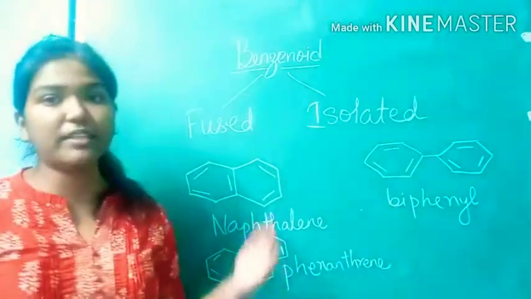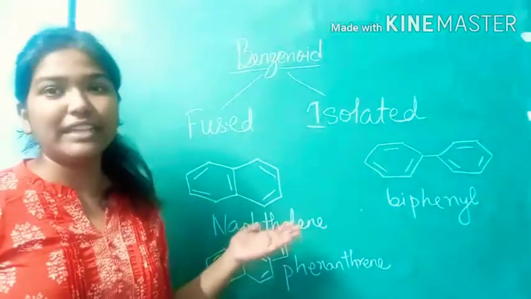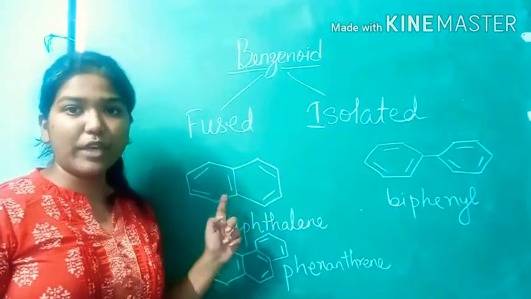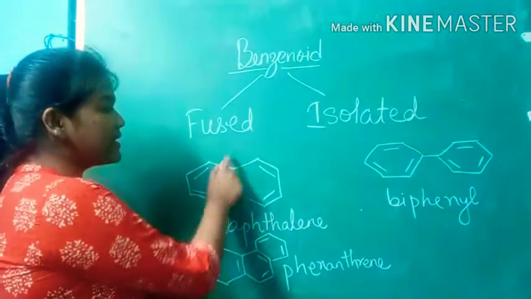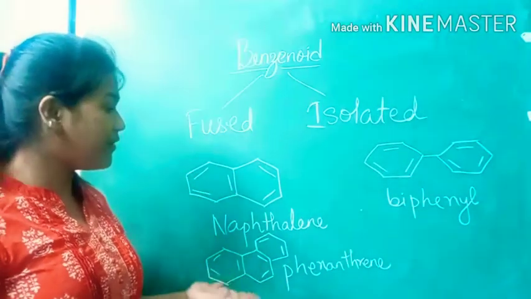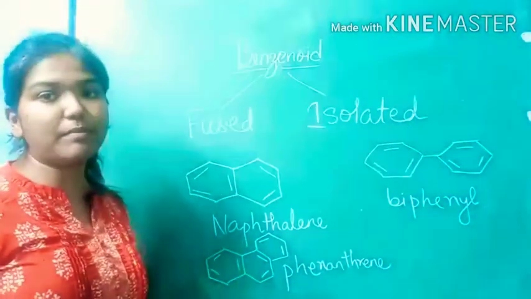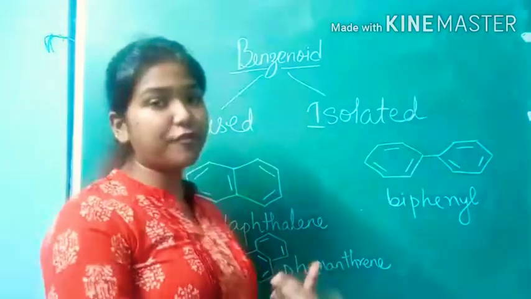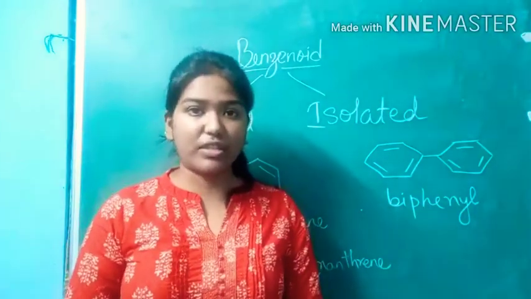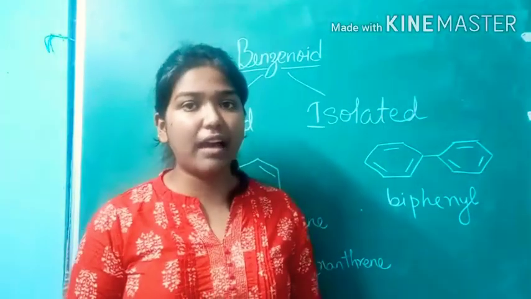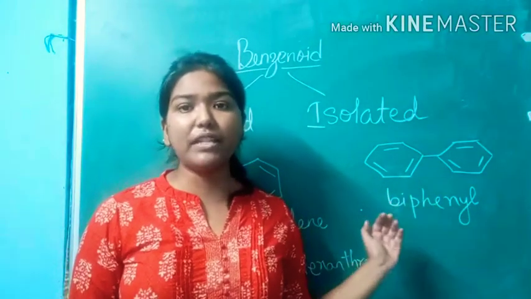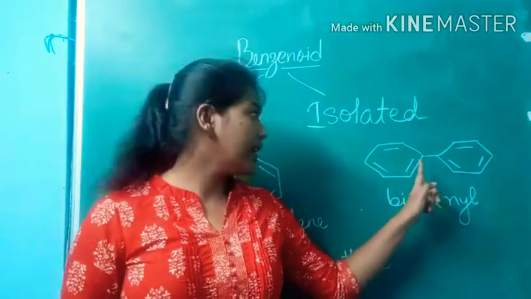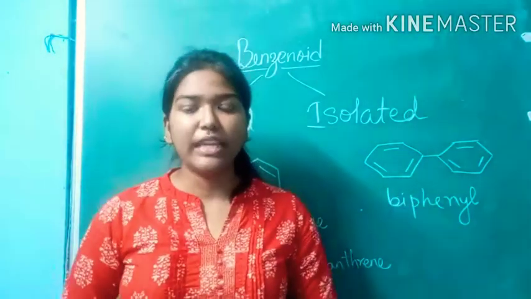The first one in the fused is our very own naphthalene. Here 2 benzene rings are there, 6 carbons each. Another one is phenanthrene. In phenanthrene there are 3 benzene rings, 2 here and 1 at the top. Now what is the difference with isolated benzene structures? Isolated benzene structures are basically 2 benzenes, but as you can see they are not attached to each other. They are connected through a bond here, but they are not attached to each other.